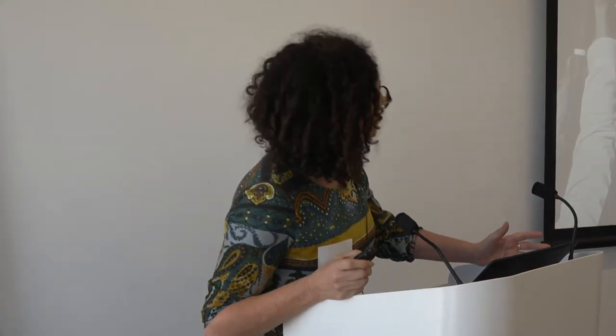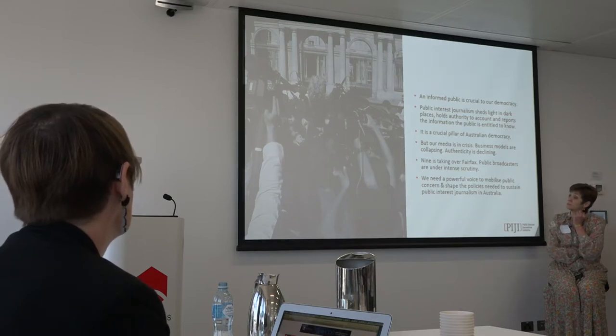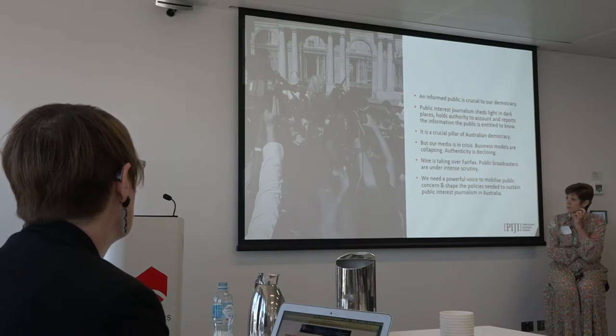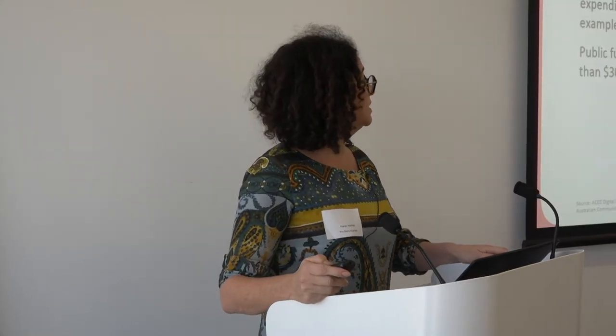And we all know that having a robust media is vital to an informed democracy. It's vital to informing the public to be able to participate deliberately in democracy. So public interest journalism sheds light in dark places, holds authority to account, and reports the information the public is entitled to know. It's a critical pillar of Australian democracy, but our media is in crisis. Business models are collapsing, authenticity is declining. The Nine takeover of Fairfax Entertainment, we don't know what's going to happen to the Fairfax mastheads. We do know that the rural and regional Fairfax papers are in trouble. We don't know what's going to happen to them. We need a powerful voice to mobilise public concern and shape the policies to redress where public interest journalism in Australia is going, and this is what the Public Interest Journalism Initiative does.